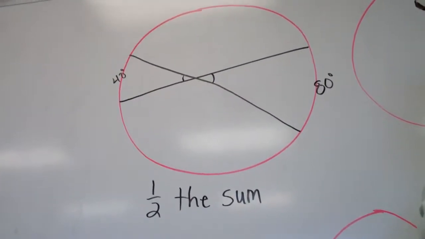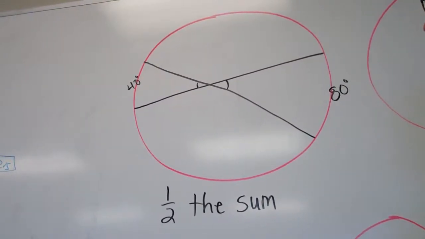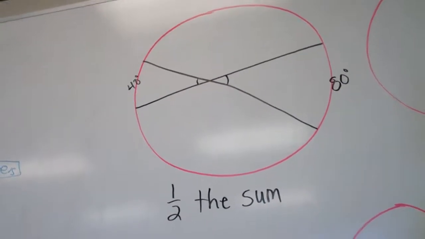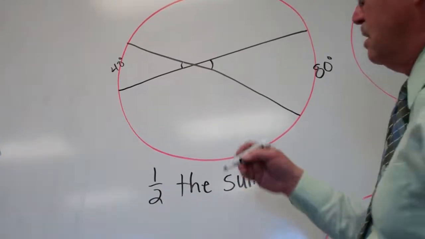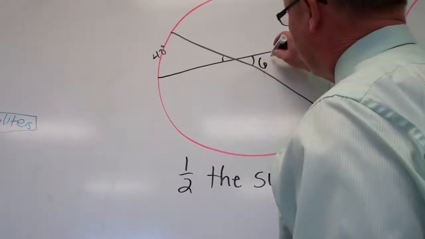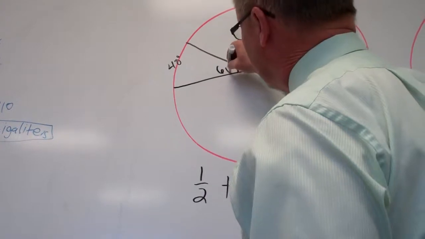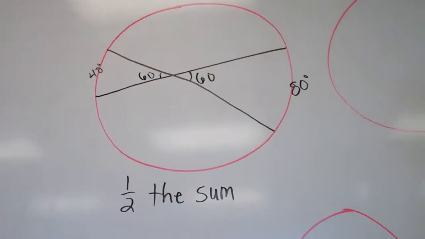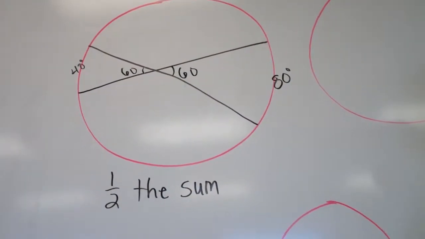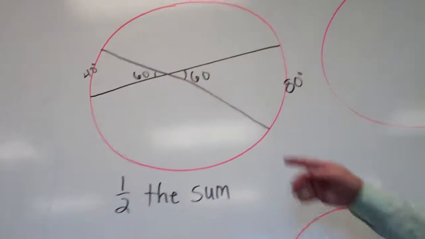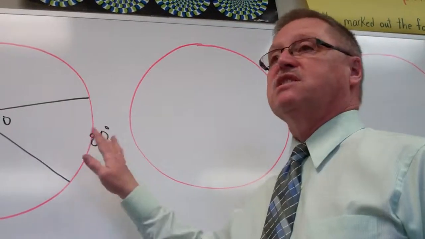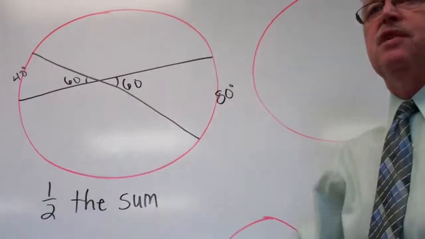Jordan is excellent at calculating in his head. What are we getting here, Jordan? 120 times a half is 60. He's saying 60. And like we said, they have to be the same. They're vertical. They're opposite angles. So that's what Jacob and I would have you remember about angles with their vertex in the interior.